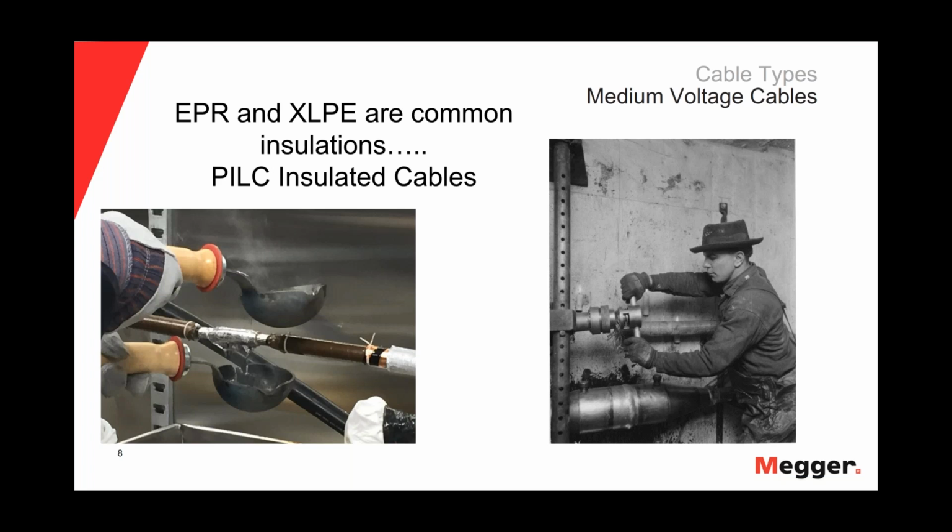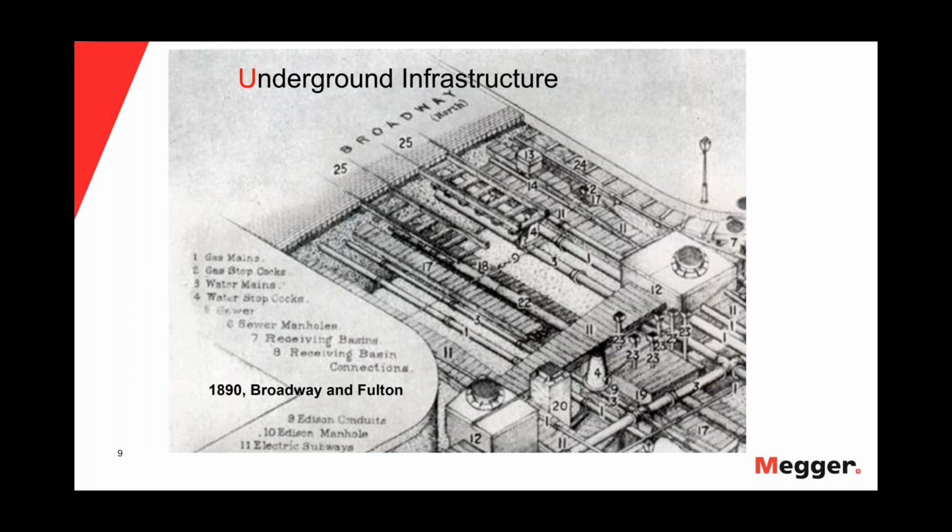All right, let's talk a little bit about underground infrastructure. When I was preparing this presentation, I found this interesting drawing from back in the early 1900s. It shows an intersection. I believe this is in New York somewhere, Broadway and Fulton. But even back in 1890, there was extremely complex underground infrastructure. And of course, this has a huge bearing on the type of tools and techniques that we use.